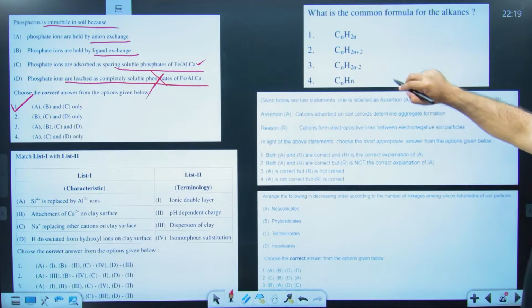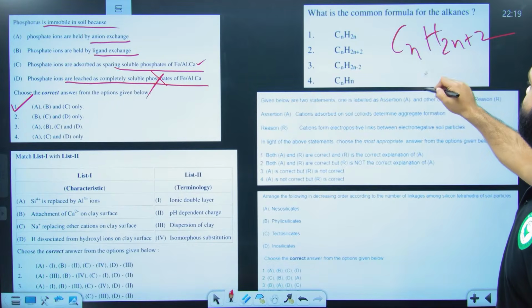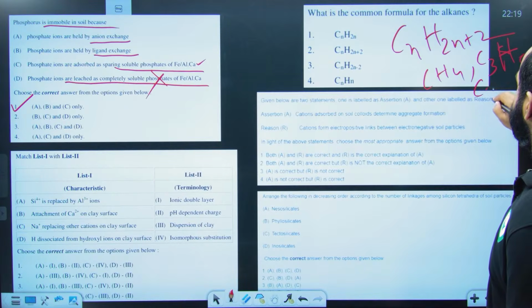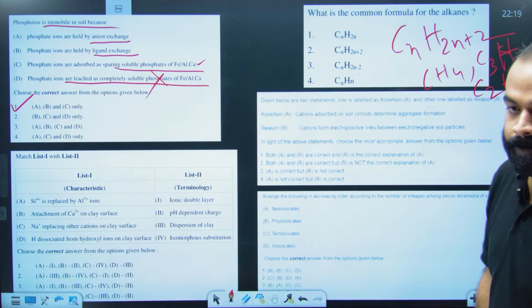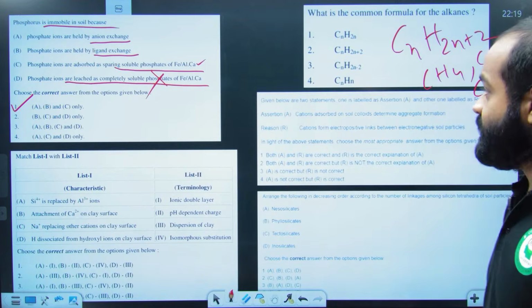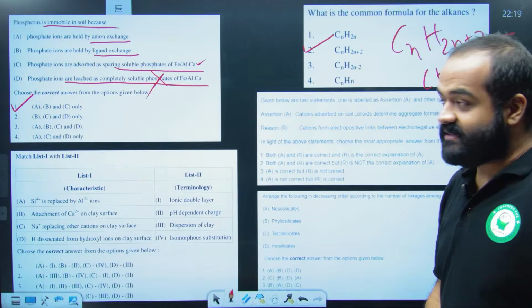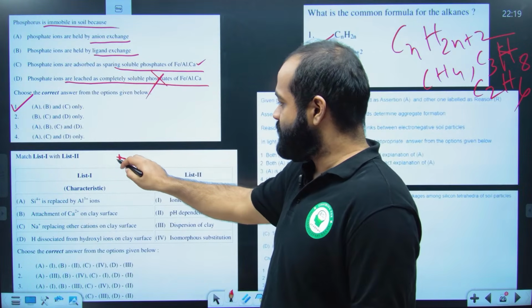Here, what is the common formula for alkane? We all know. All these are alkanes. We all know it will be CnH2n plus 2. This is JRF 2023. This was in my time, my JRF. This one, this one, this one, this one, please solve.